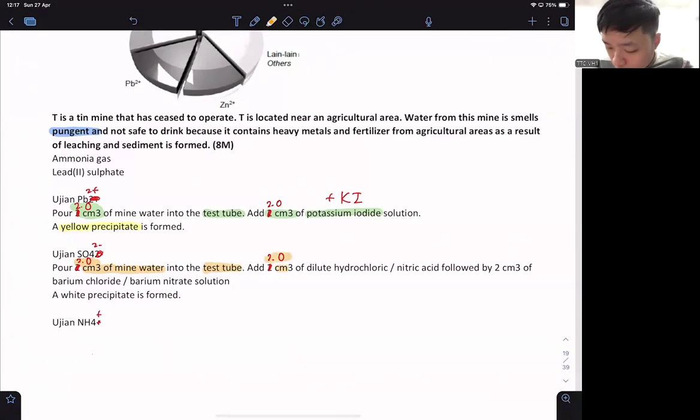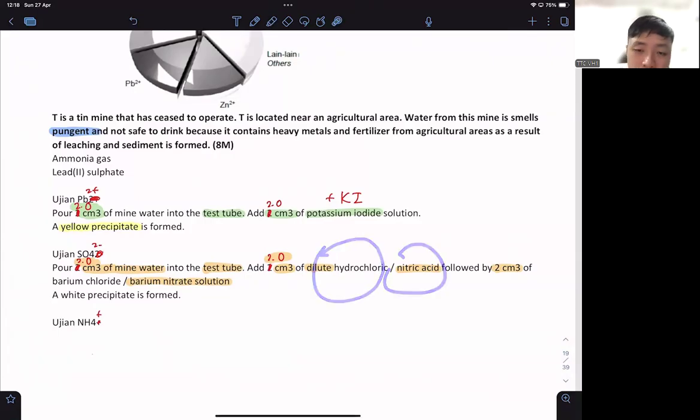Now this one you add the acid first, the dilute nitric acid, then 2 cm cube of barium nitrate solution. You can add barium chloride or barium nitrate, acceptable. Just choose one. You can choose HCl or HNO3. Then you get white precipitate form.